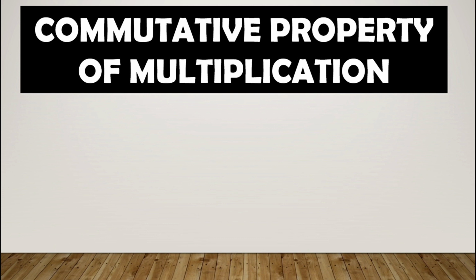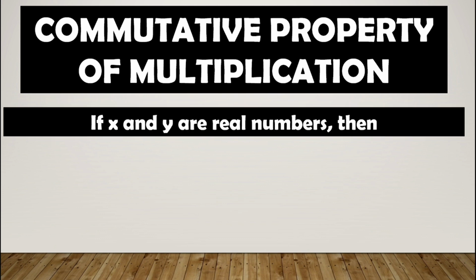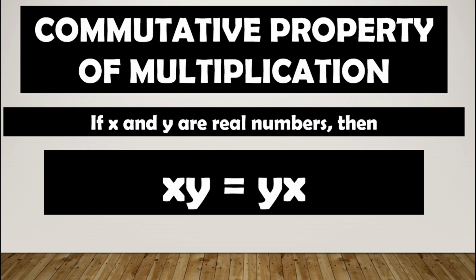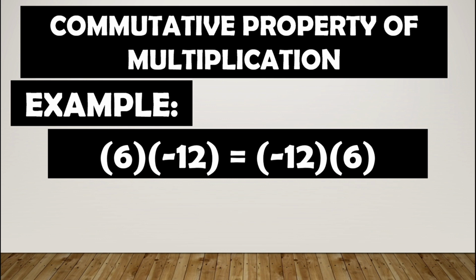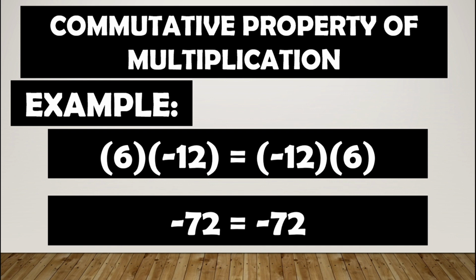Commutative property of multiplication. If x and y are real numbers, then x times y is equal to y times x. Example, 6 times negative 12 is equal to negative 12 times 6. Here, the product of the left side of the equation is negative 72, and that is equal to the product on the right side of our equation, which is also negative 72.